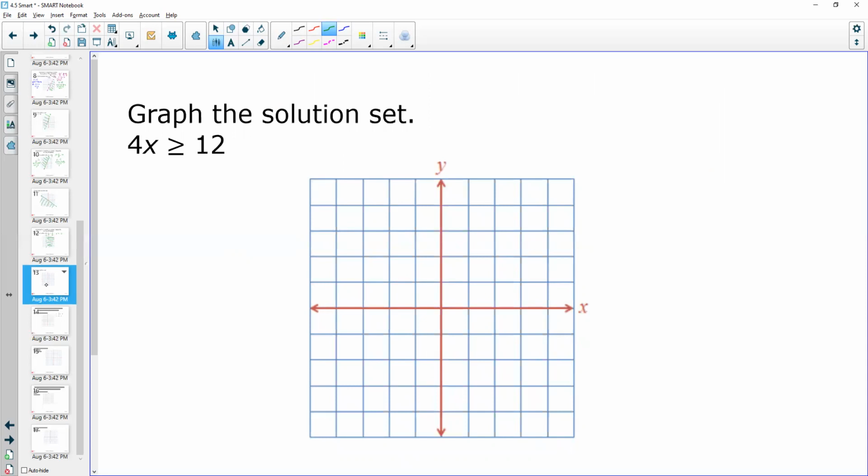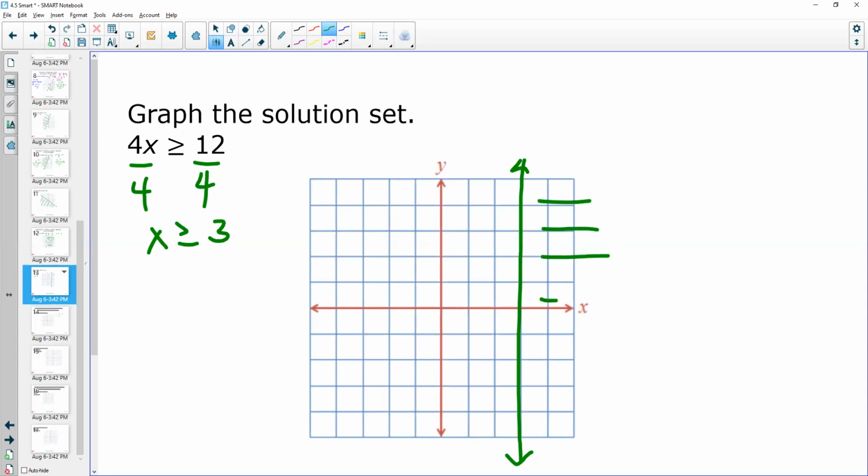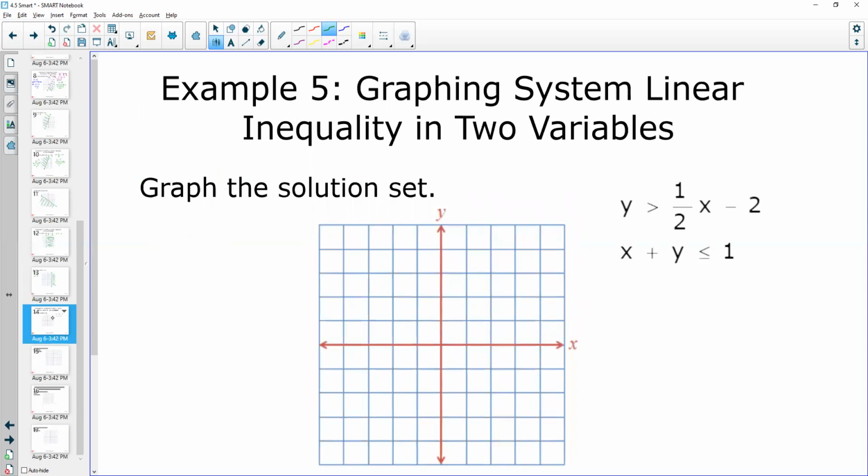Let's try another one. Divide by 4. So this is going to be x is greater than or equal to 3. So again, vertical line at x equals 3. This one is solid. And think about where the numbers greater than or equal to 3 are. Well, they're over here, again, to the right. All right, let's try another one.